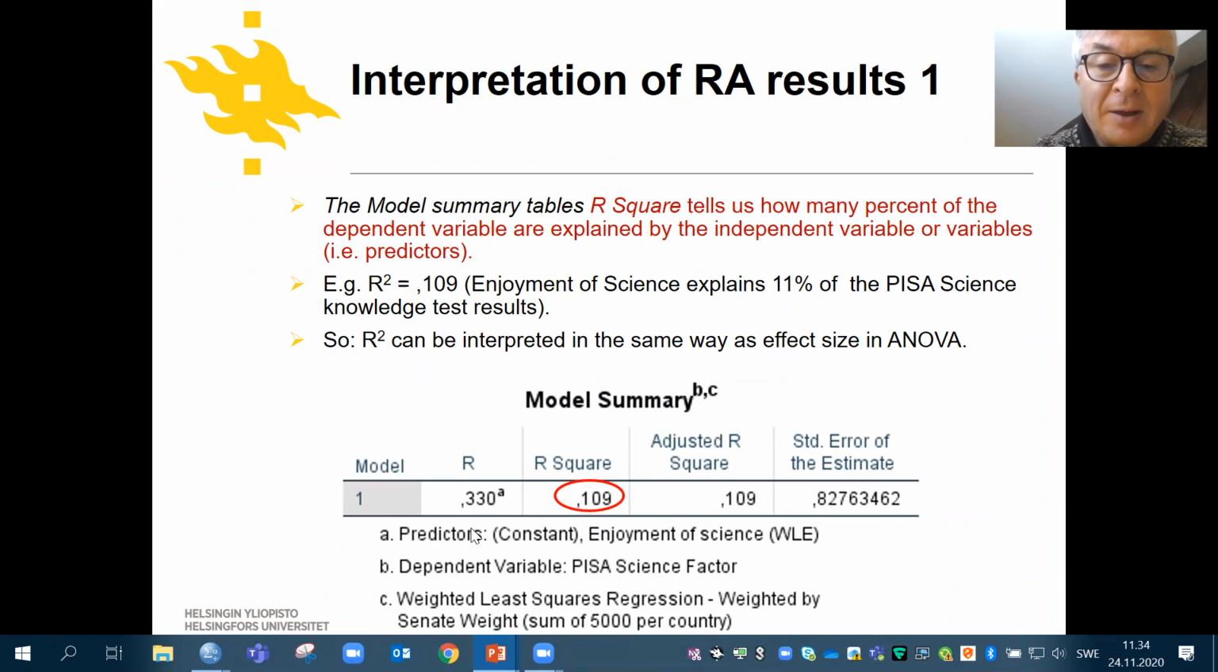With one variable, the R here can be interpreted, well, it's actually the correlation between the independent and the dependent variable. So the correlation is directly here. Then we have R square, which is very close to the effect size in its interpretation. The R square tells us how many percent of the dependent variable is explained by the independent variable or variables, which we can call predictors from now on, because that's what the program also does here.